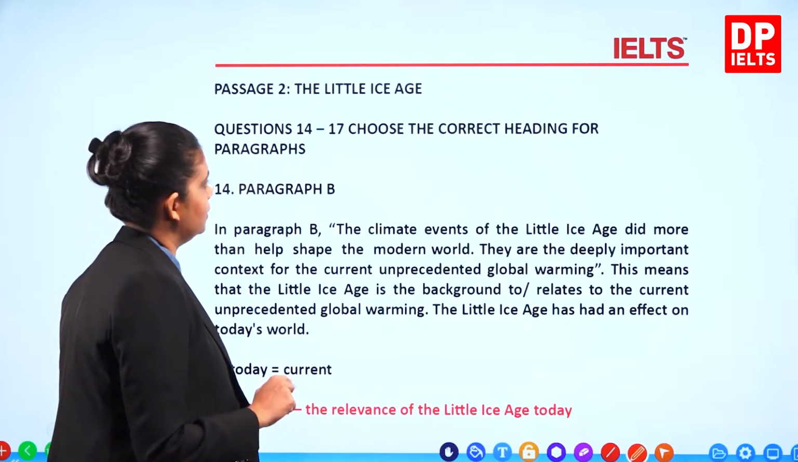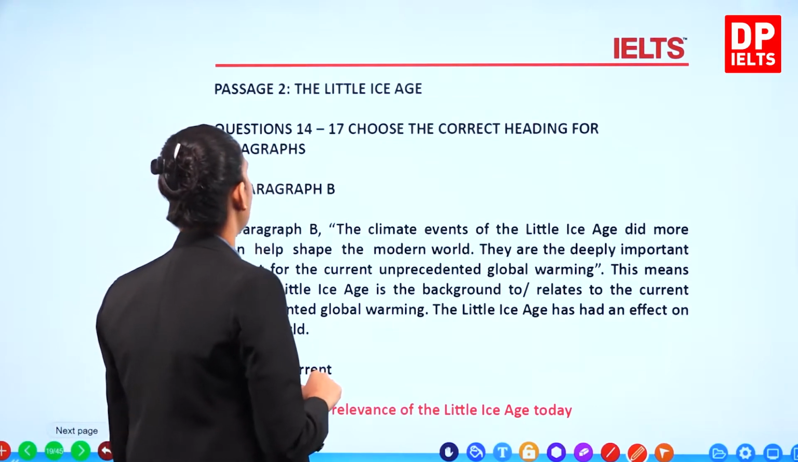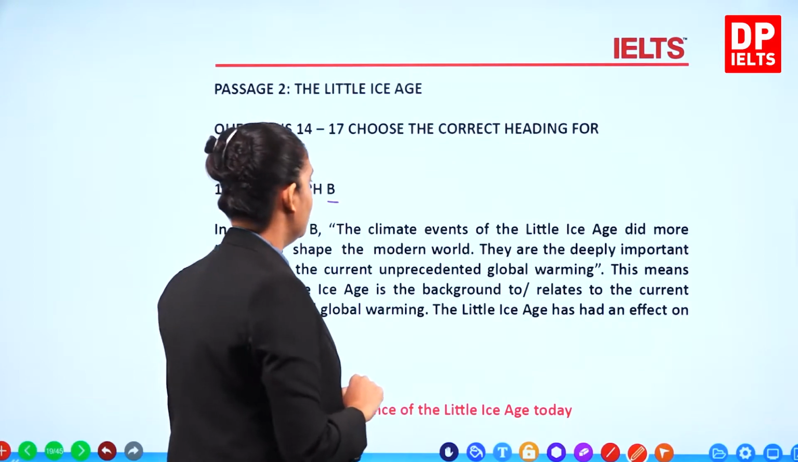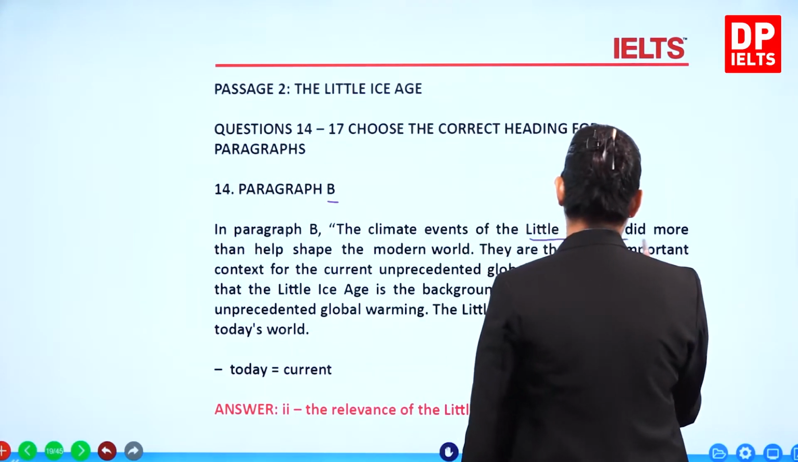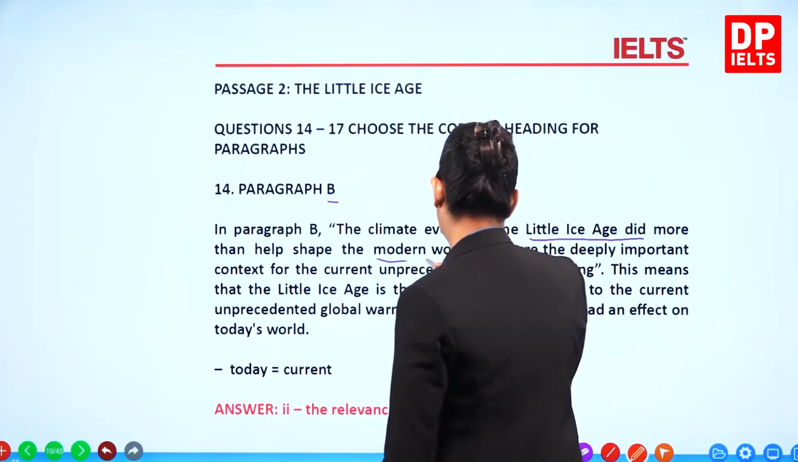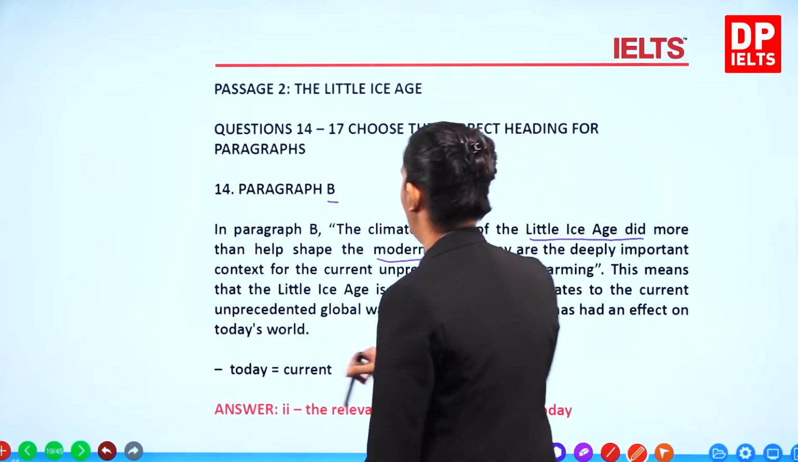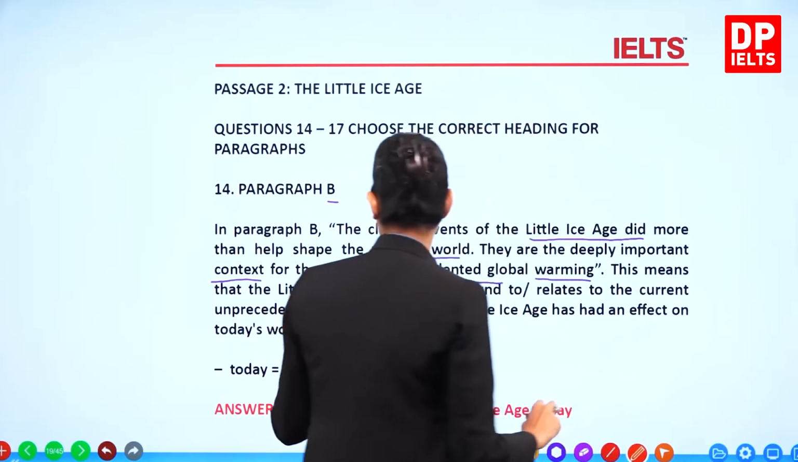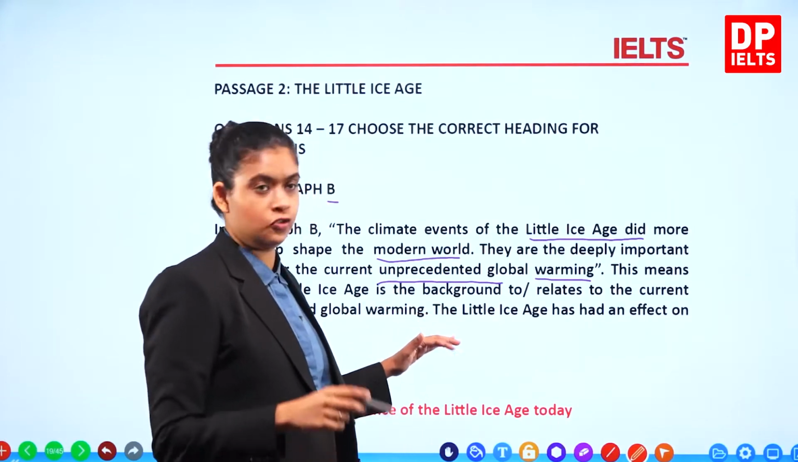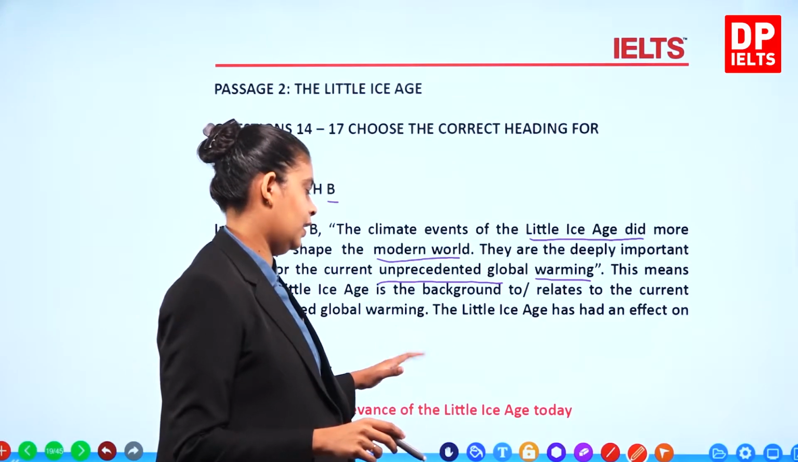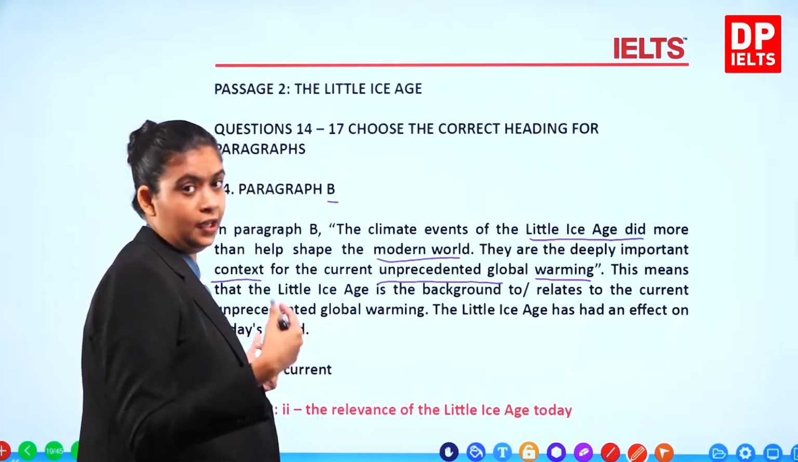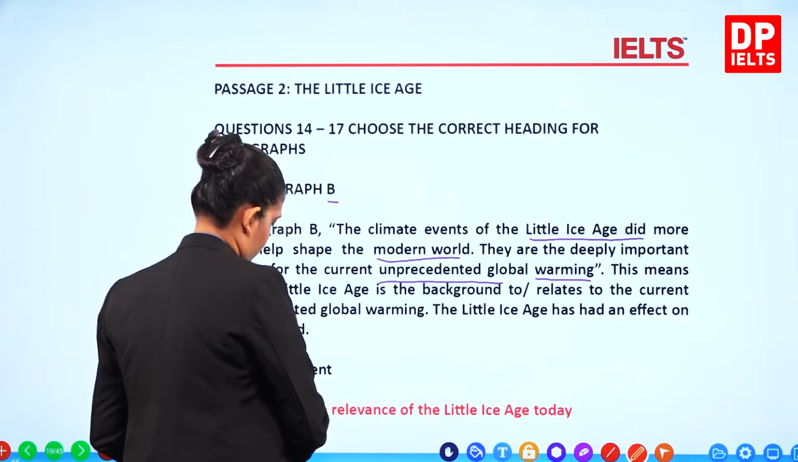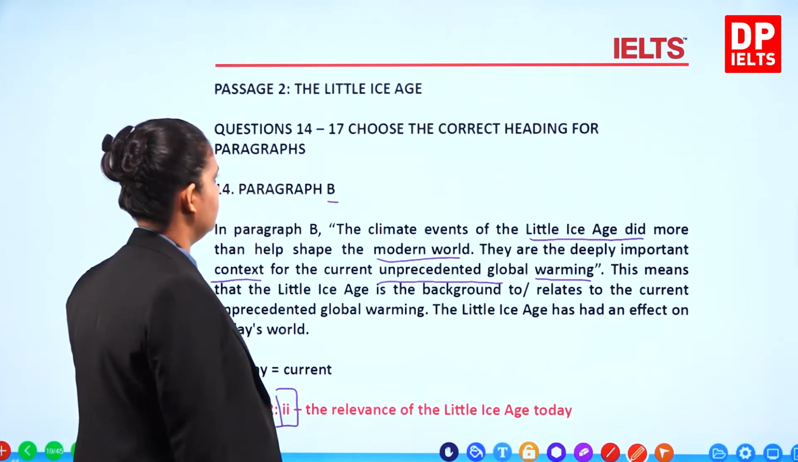Questions number 14 to 17. Choose the correct heading for the paragraphs. So let's have a look at paragraph B. In paragraph B it states, the climate events of the Little Ice Age did more than help shape the modern world. They are the deeply important context of the current unprecedented global warming, right? So this means that the Little Ice Age is the background which relates to the current unprecedented global warming, right? And the Little Ice Age has had an effect on today's world. So I would say the relevance of the Little Ice Age today. So it would be the second one to match it against.